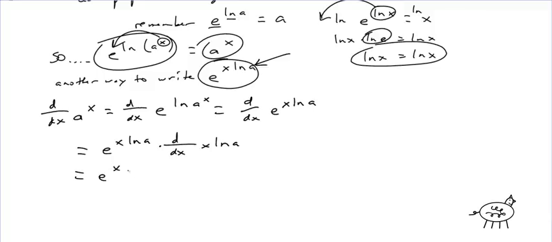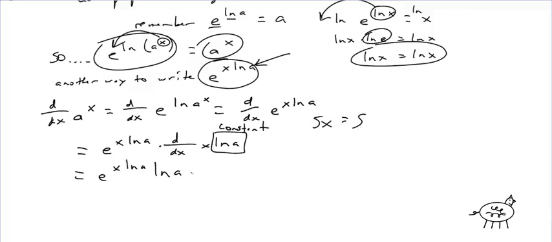It's e to the x ln of a. And what's the derivative with respect to x of x ln of a? Well, do you guys realize that ln of a is a constant? So it's like saying the derivative of 5x is what? 5. So the derivative of x ln of a is just ln of a.